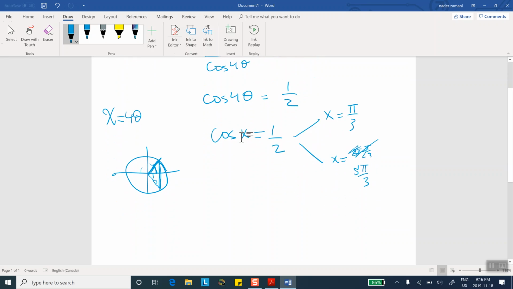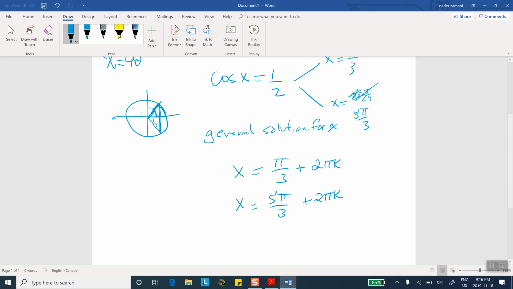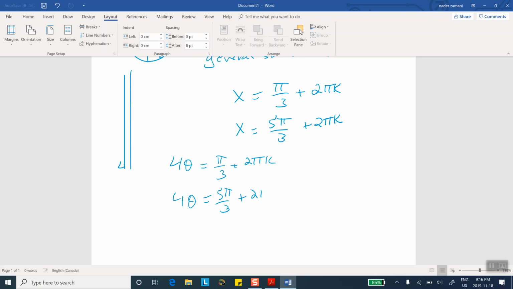So the general solution for x is x equal to pi over 3 plus 2 pi k, and x equal to 5 pi over 3 plus 2 pi k. But my unknown is not x. My unknown is 4 theta. So let me write it. 4 theta equal to pi over 3 plus 2 pi k. 4 theta equal to 5 pi over 3 plus 2 pi k.